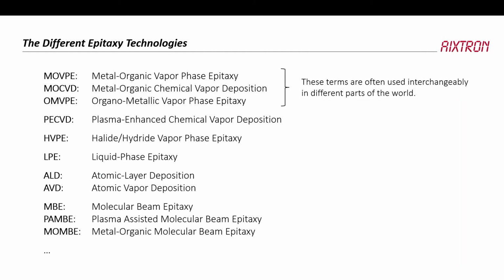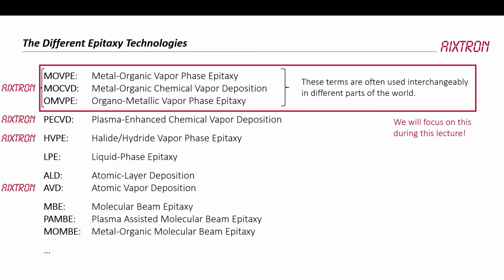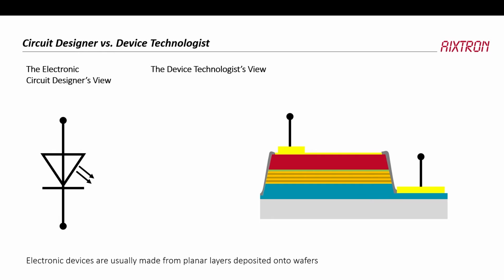Different epitaxy technologies, MOCVD, MOVPE, and OMVPE, are quite interchangeably used. You may come across this one, especially in Europe. This one is mostly used in Asia, and OMVPE is how the Americans call it, but it's actually the same and used interchangeably. At AIXTRON, we are mostly concerned with MOCVD, PECVD, HVPE, and AVD, but I'll talk about MOCVD today, so this will be the focus. And I'll go into the requirements and what this means for reactor design.